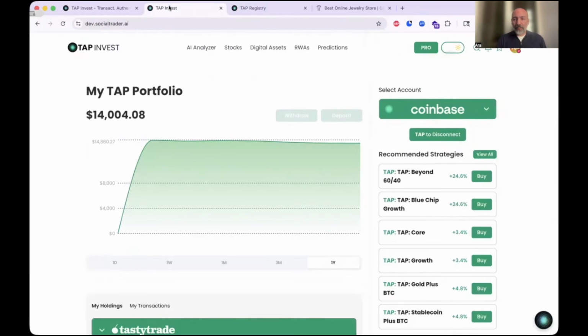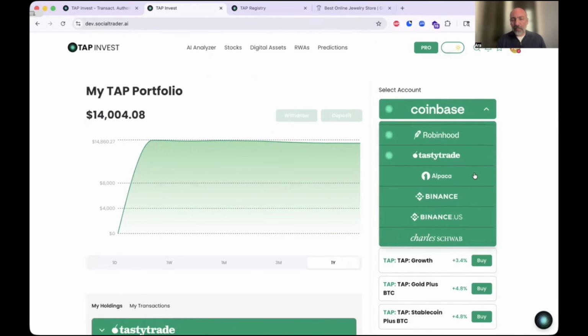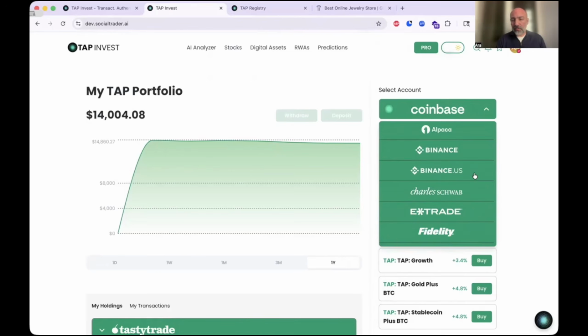The TAP Invest platform was developed as an easy to use interface where you can connect your different brokerage and exchange accounts, and you can have a holistic view of your portfolio. As you can see here, we've worked on integrating a pretty large array of different exchanges and brokerage accounts.